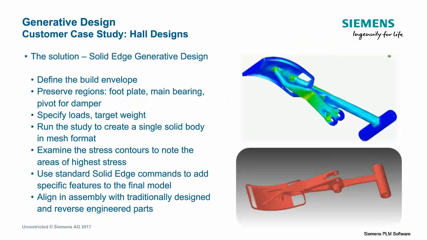The solution that Hall Designs chose to meet this design brief was Solid Edge generative design. The key regions to be preserved for the generative design study included the footplate, the main pivot point, and additional pivots for the damper and sensor. The loads were specified, and the target weight, initially 33% of that of the original part, was entered. After the analysis was run, standard Solid Edge modeling commands were used to add some specific features, and the component was then aligned in the gas pedal assembly alongside other traditionally designed and reverse engineered components.